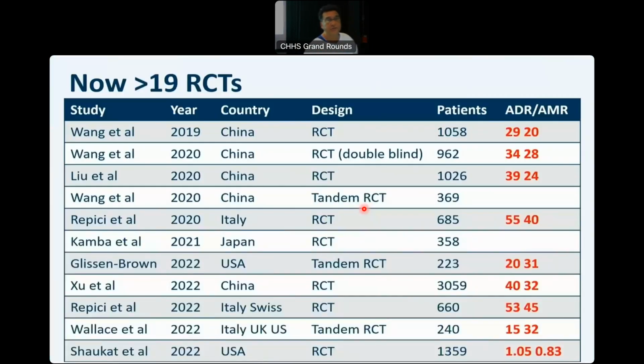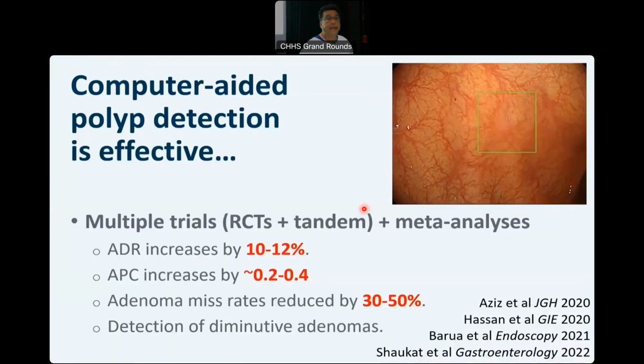It's interesting that the first randomized controlled trial was only published in 2019, so it's fairly recent. But there's been a whole influx of research, and close to about 20 RCTs have already been published. What they show is an increase in adenoma detection rate of 10 to 12%, which is quite significant. If you look at any advancement in endoscopy in terms of adenoma detection rate, nothing has achieved a rate that high, be it bowel preparation or other image-enhanced modalities that we have.